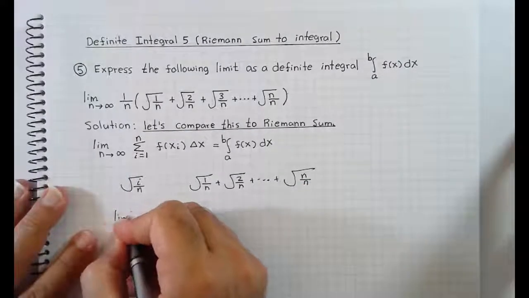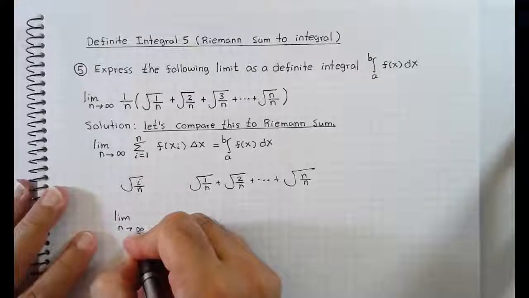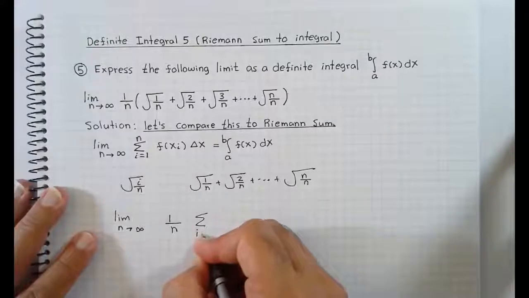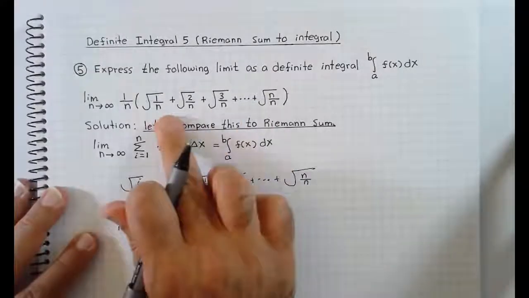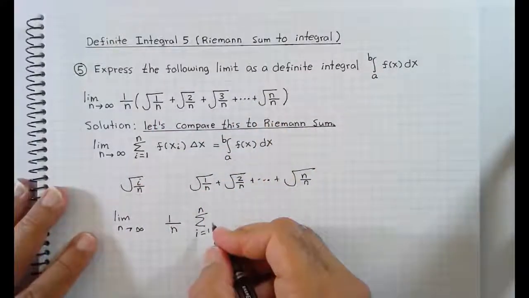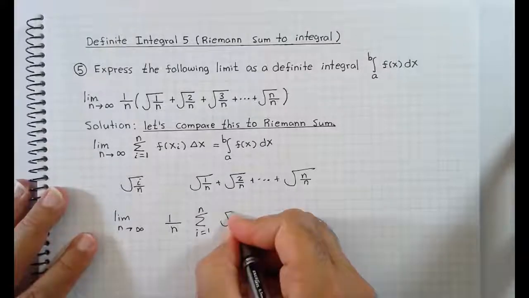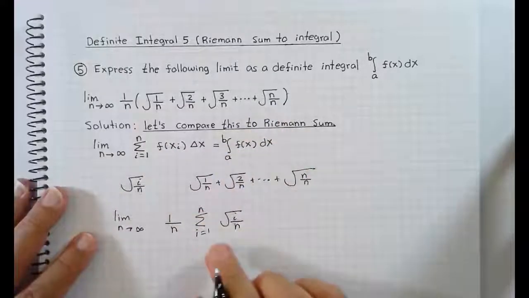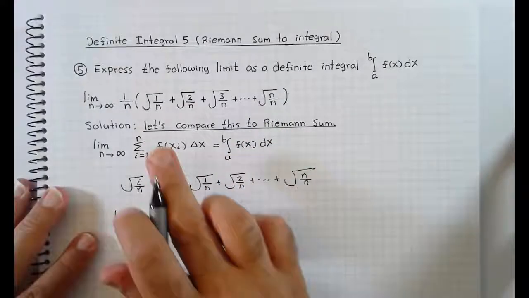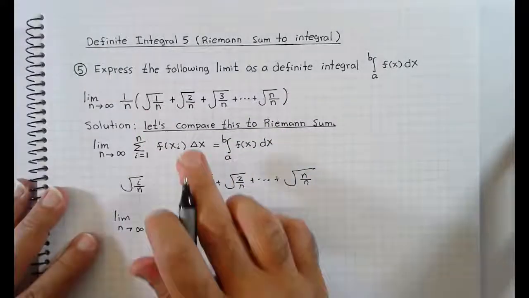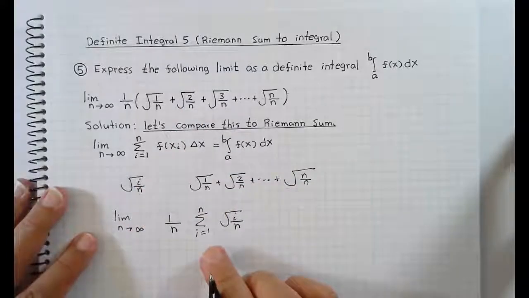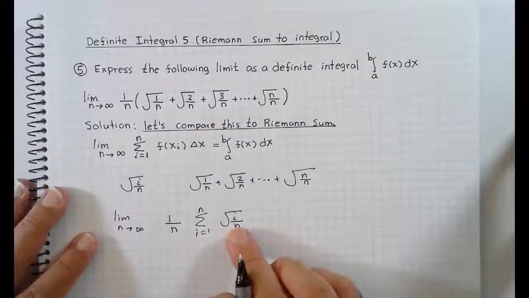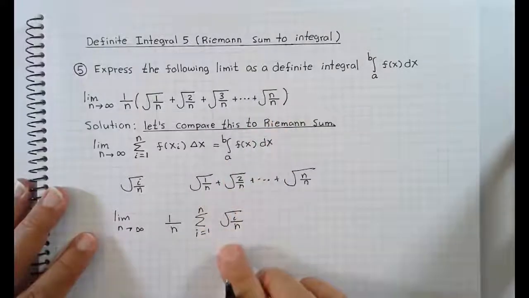Limit n goes to infinity, 1 over n, summation i goes from 1 to n, and we write all of this into a summation in a more compact form, root i over n, which is the general term. And if you expand this, you will see that you will get this. So if you put i equals 1, you get root 1 over n, that's this term. If you put i equals 2, then you get root 2 over n, that's this term. If you put i equals 3, you get root 3 over n, that's this term. And if you put i equals n, you get root n over n, which is this term.